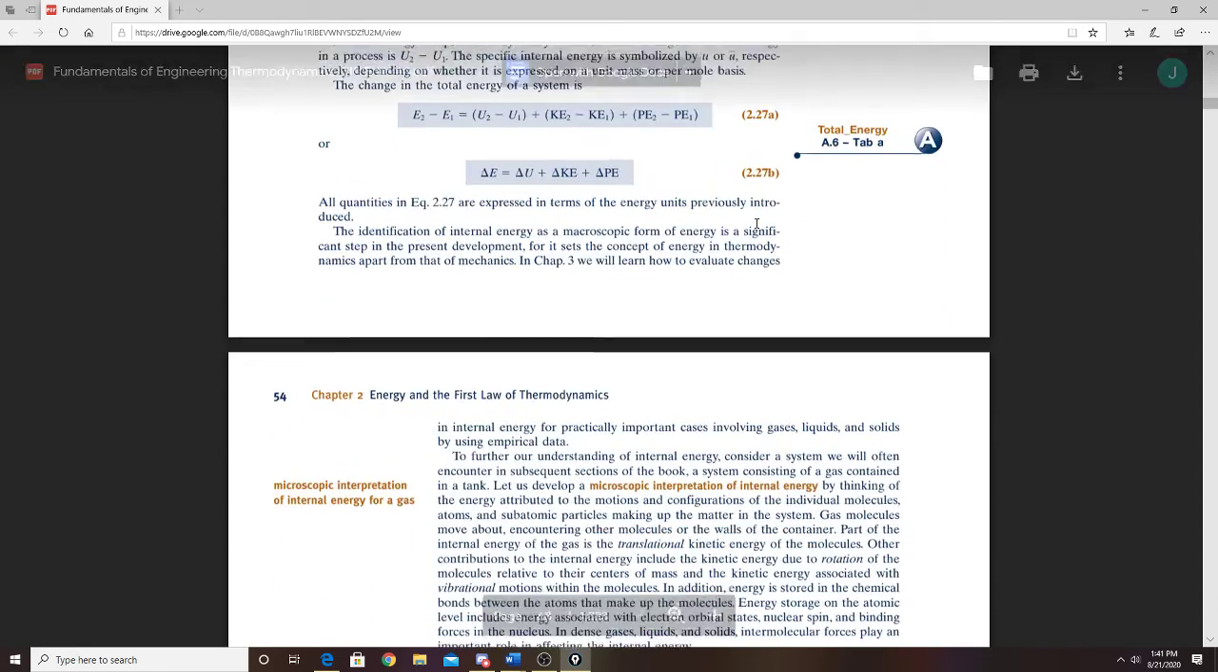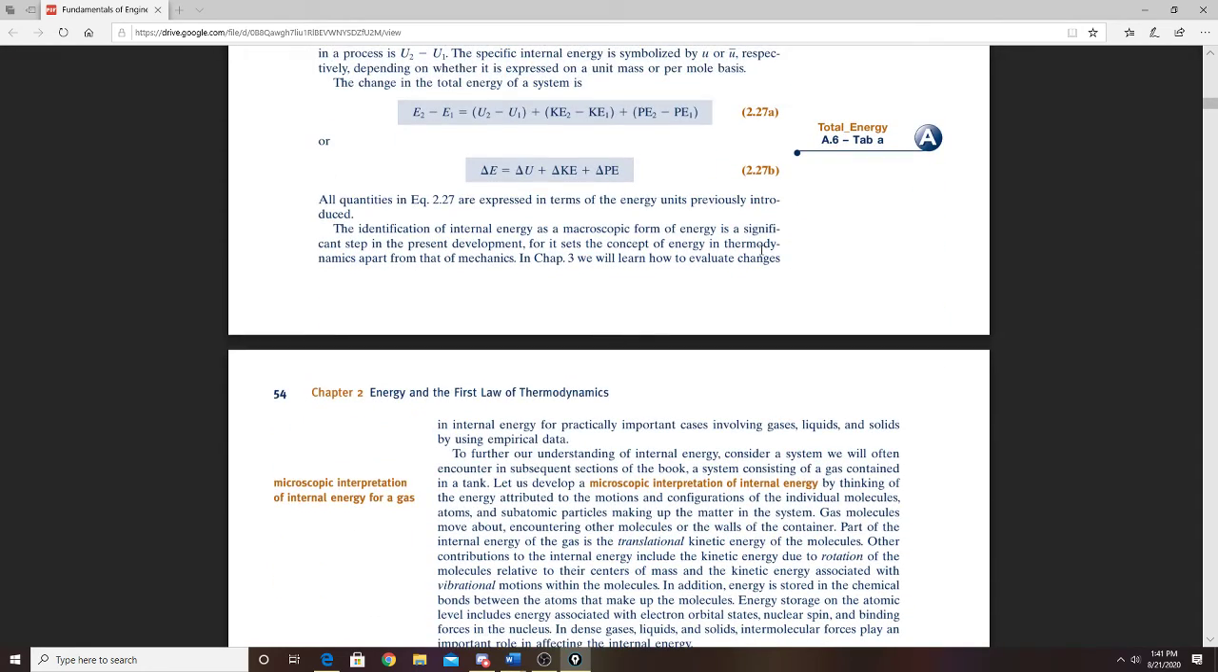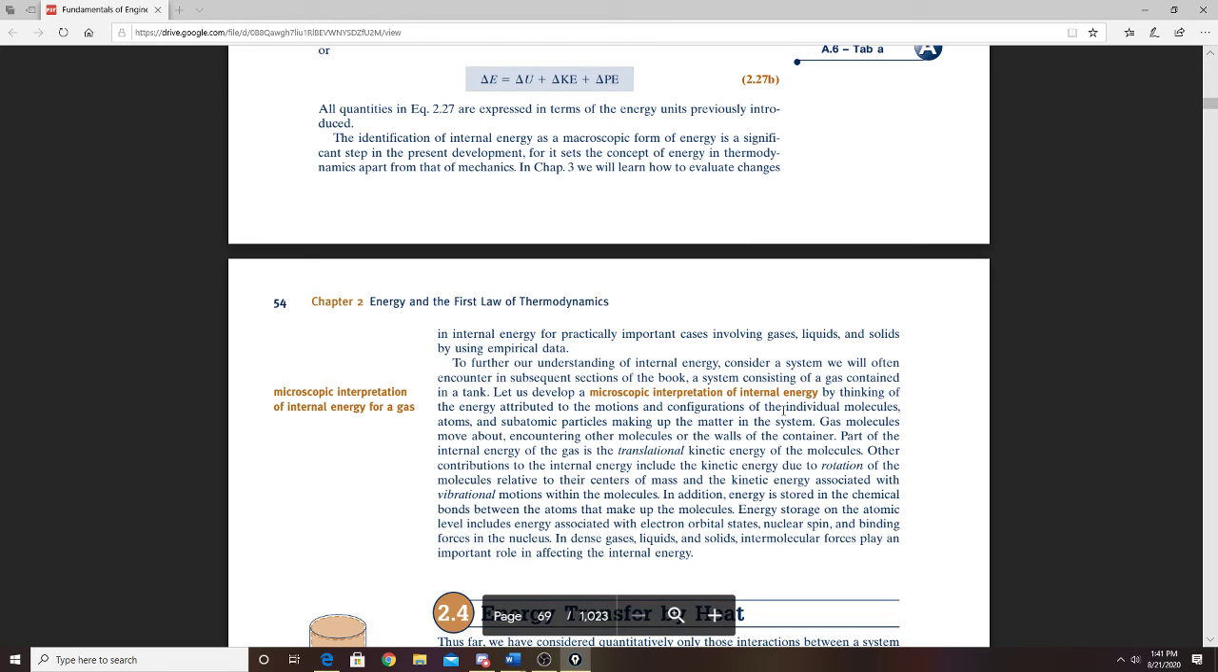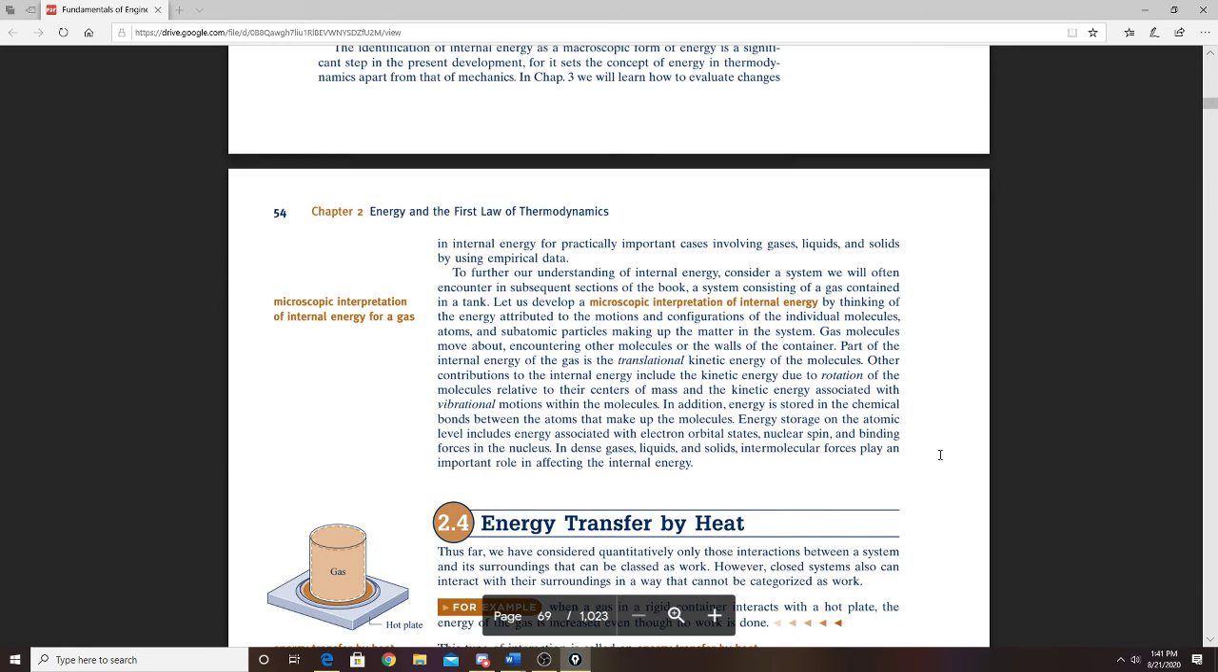So, next one. Let me see if I can find something that's more important for us. Okay, yes, this is a good idea. It says a microscopic interpretation of internal energy is obtained by thinking of the energy attributed to the motions and configurations of the individual molecules, atoms, and subatomic particles making up the matter.